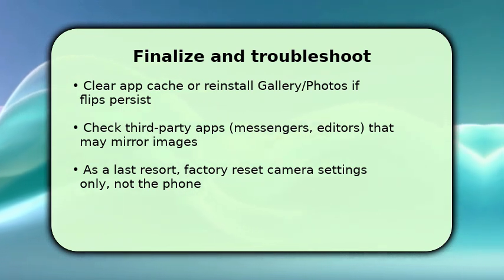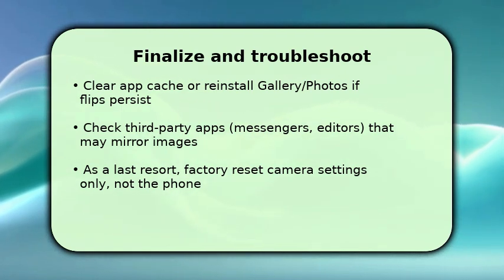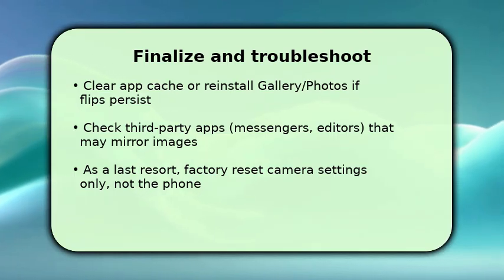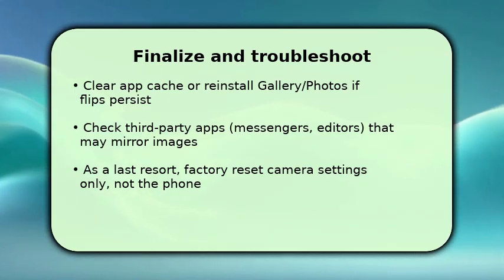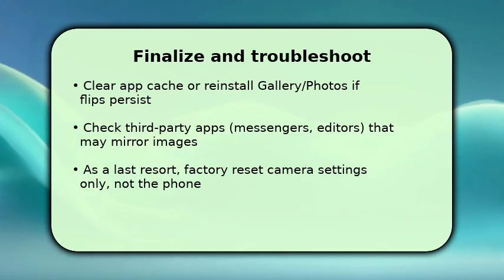Make sure to check third-party apps like messengers or editors, which sometimes mirror during send or export. Test by sharing an image to confirm. If nothing fixes it, reset only the camera settings to defaults rather than the whole device.